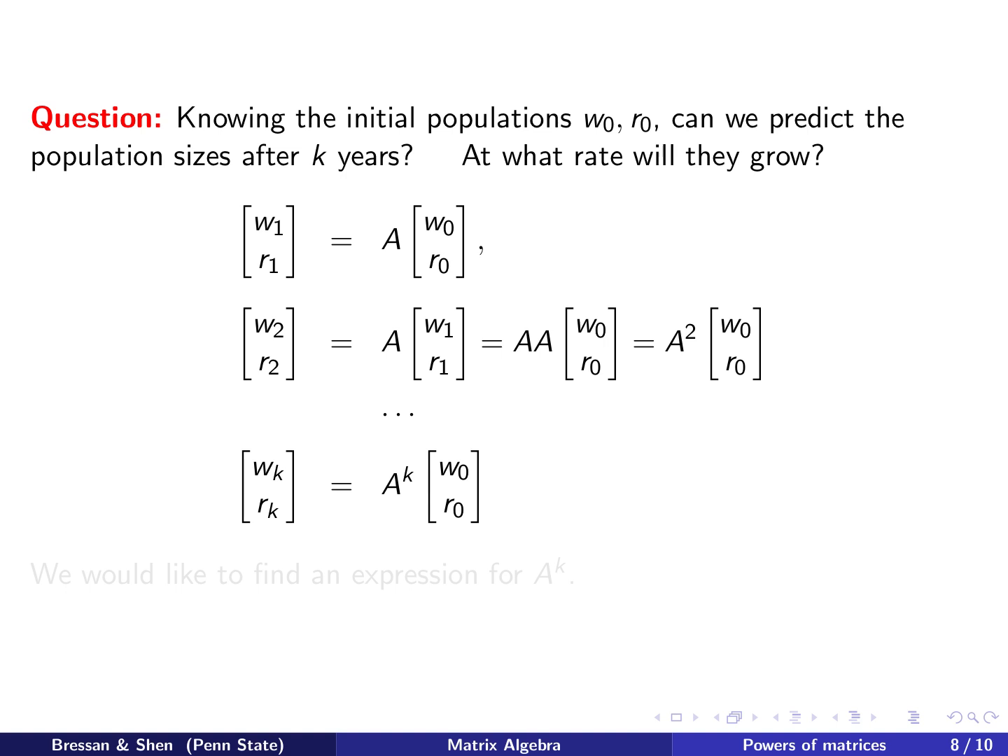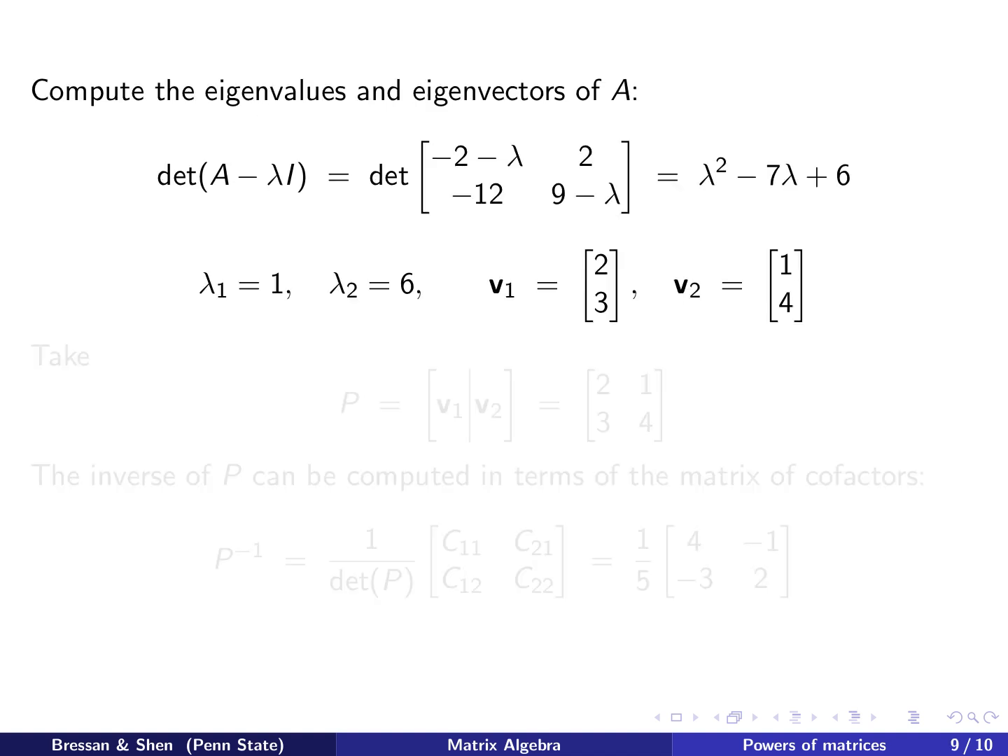Okay, and then Wk, Rk will relate to the initial population by multiplying by A to the power of k. So to understand the population at year number k, it's important to understand this power, A to the power k. How does that matrix look? We see that we now need to compute the eigenvalues and the eigenvectors of A. This is something we've done many times, so I will be brief.